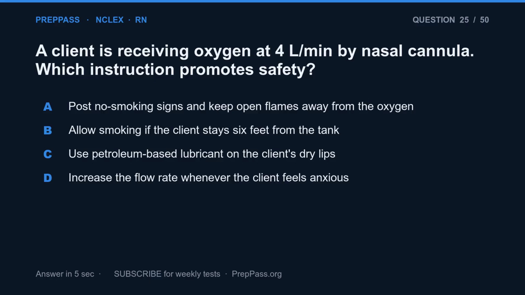Question 25. A client is receiving oxygen at 4 liters per minute by nasal cannula. Which instruction promotes safety? A. Post no smoking signs and keep open flames away from the oxygen. B. Allow smoking if the client stays 6 feet from the tank. C. Use petroleum-based lubricant on the client's dry lips. D. Increase the flow rate whenever the client feels anxious.